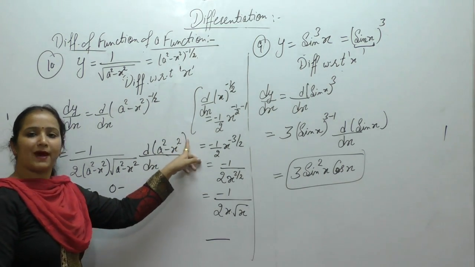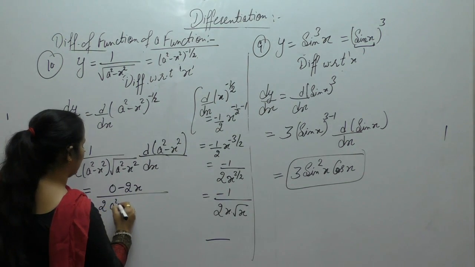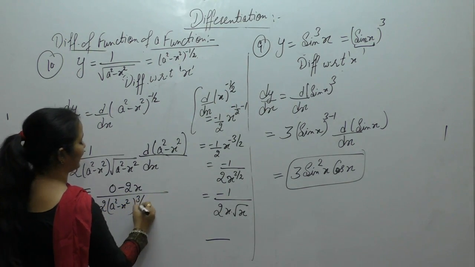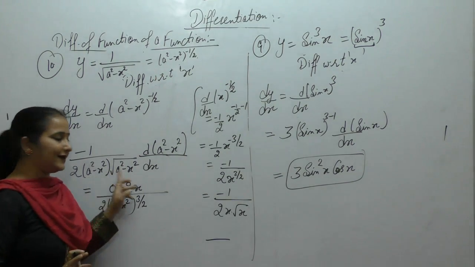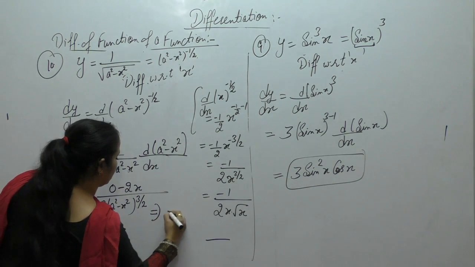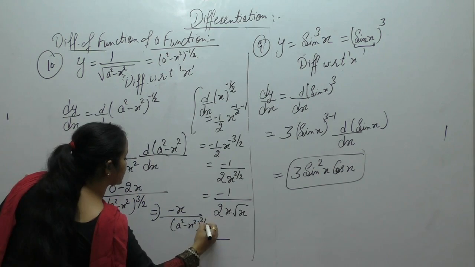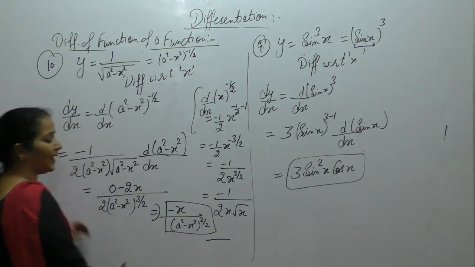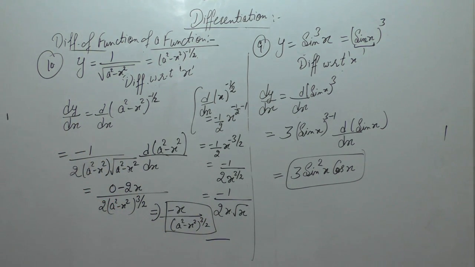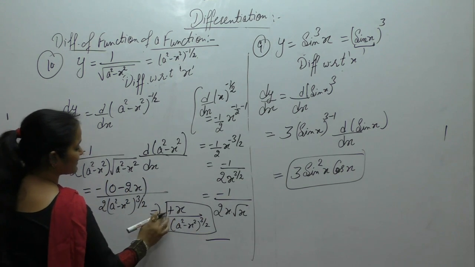X square, x power n, gives 2x upon 2 into a square minus x square. We can write it as power 3 by 2 or we can write it as this also. So 2 will get cancelled. Minus x upon a square minus x square power 3 by 2. There is also one negative here, so minus minus becomes plus.